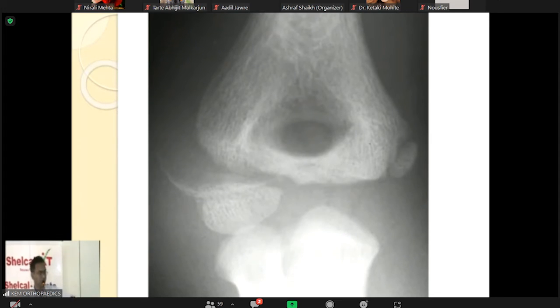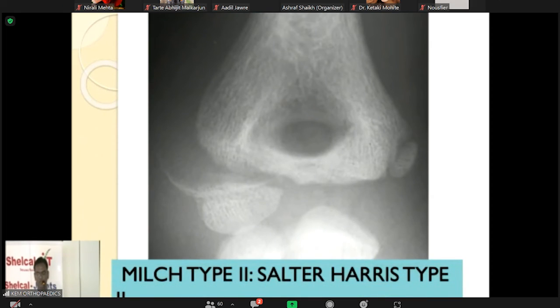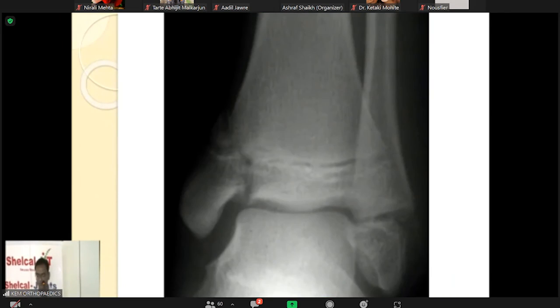The first one. Again. Diagnosis? Salter-Harris type 2. Correct. So, Salter-Harris type 2, Mills type 2. And that's a classic Thurston-Holland fragment, which is seen along with it.